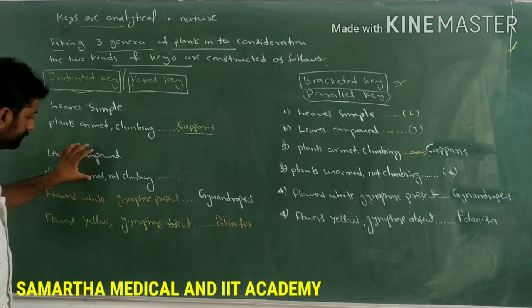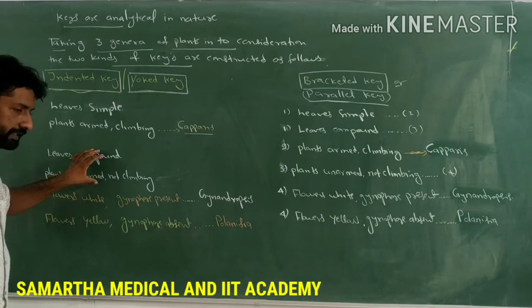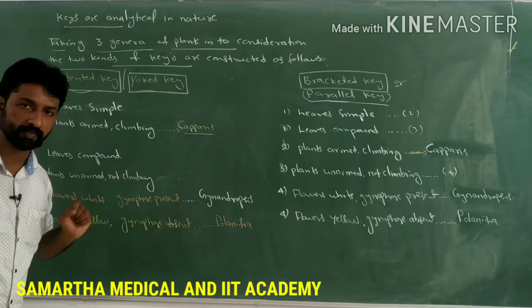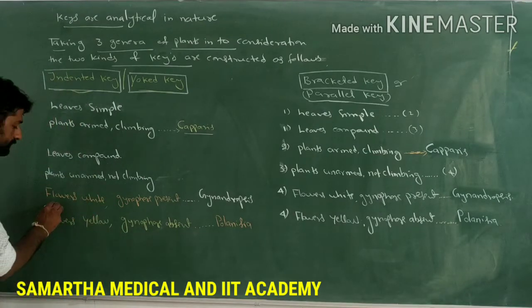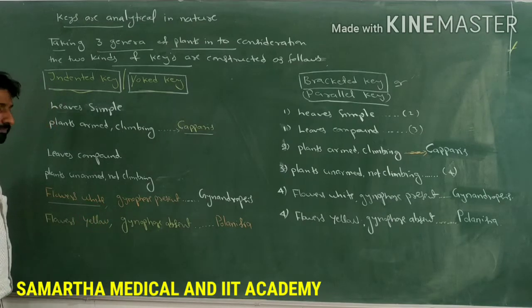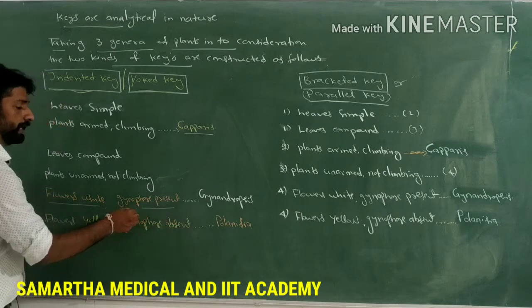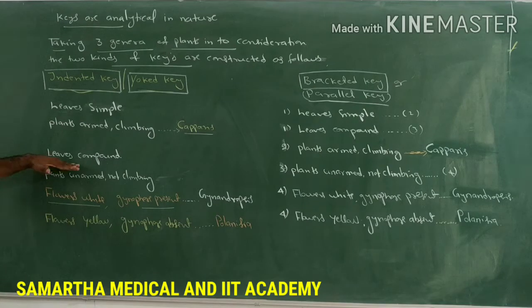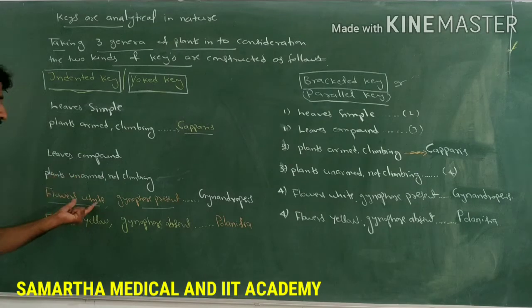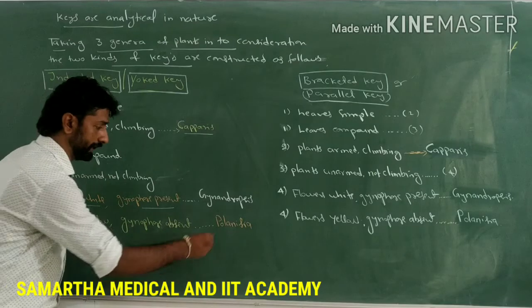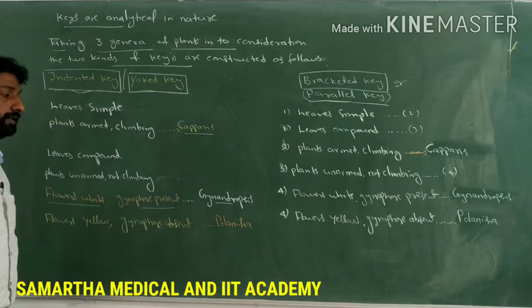Then the single sentence cannot decide to which genus it belongs. Then we require another sentence. Then what other characters include here? Flowers are white, gynophore is present. See, leaves are compound, plants unarmed, not climbing, with white flowers and gynophore present, then such a plant belongs to a genus called Gynandropsis.